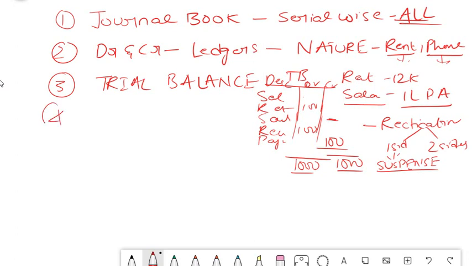Now the next concept is, we should understand that from the trial balance, all the entries flow into your P&L and balance sheet. Generally they give you a trial balance and ask you to prepare the profit and loss account and balance sheet.